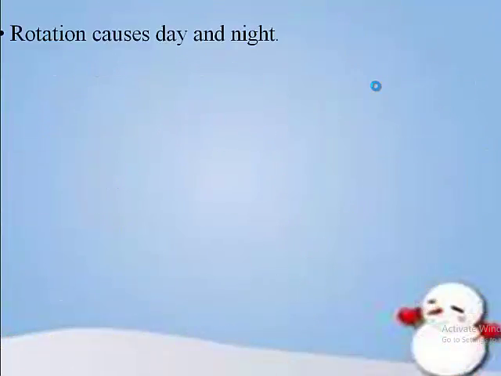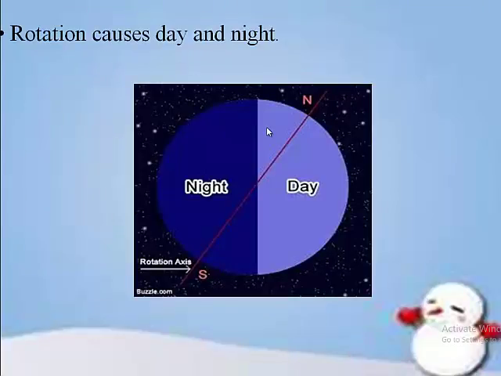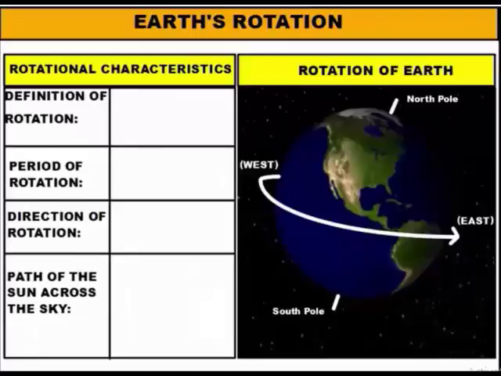Now rotation causes day and night. So now look at this image. When earth is rotating around the sun, the portion of the earth tilting towards sun will have day, and the portion of the earth tilting away from the sun will have night. So this is how day and night is caused due to the rotation of the earth. For more understanding, I'll be explaining you earth's rotation through this short video.